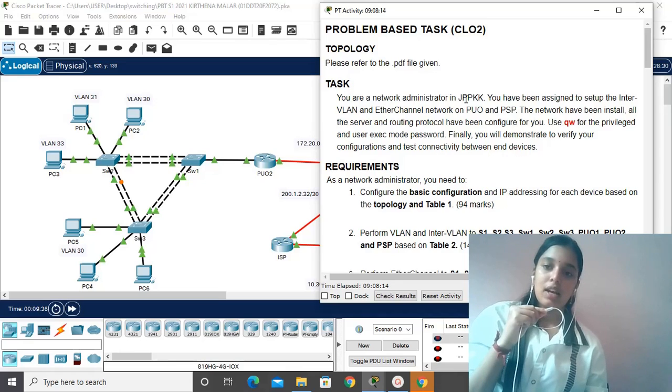The task is that you have been assigned to set up the inter-WLAN and inter-channel network for PO and ISP, and the network has been installed, with the server and routing protocol configured for you. So we should use QW for the privilege and user access mode password in the CLI once we start. Finally, demonstrate the verified configuration and test connectivity between the devices. As a network administrator, the first question is to configure the basic configuration and IP addressing for each device based on the topology and Table 1.